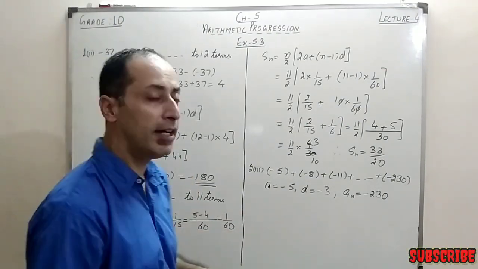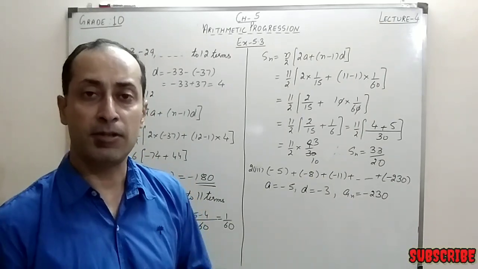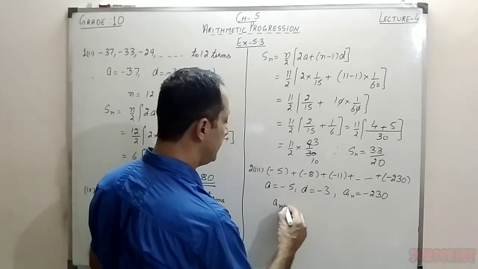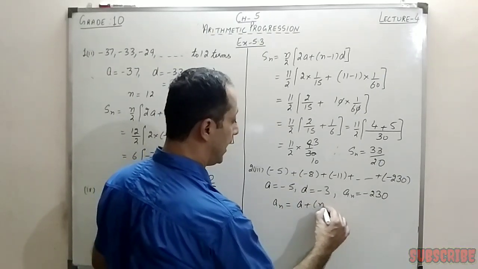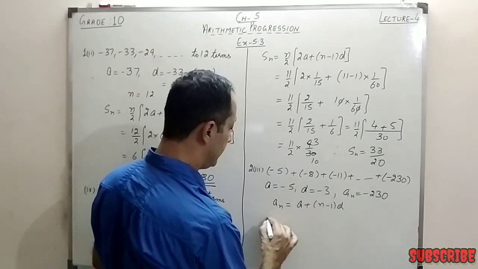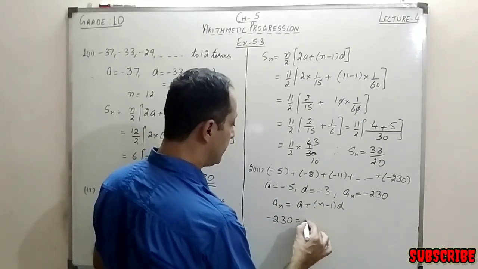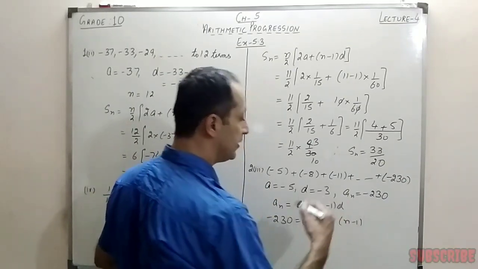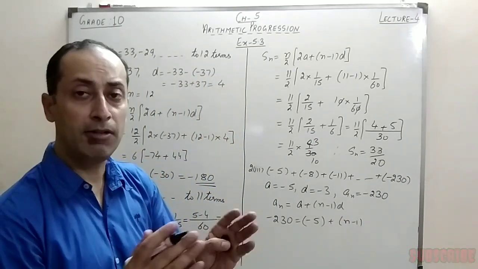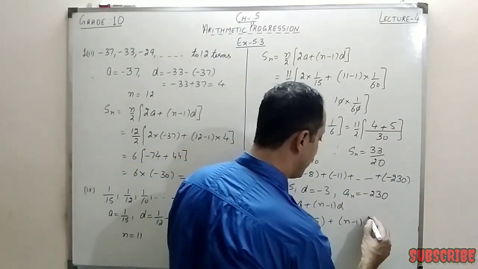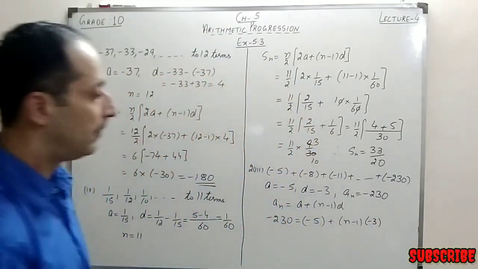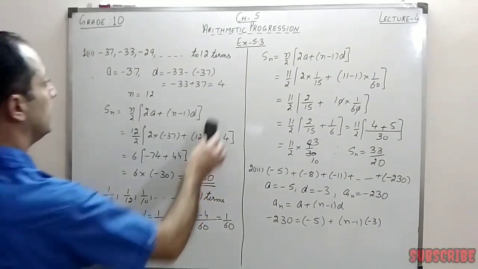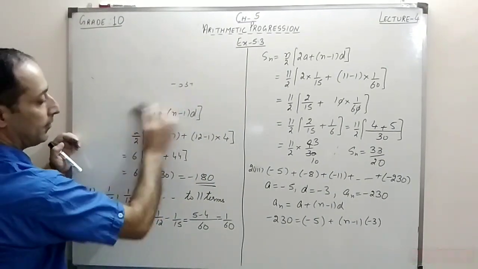So how can I find n? I can use the relation of the nth term of an AP and find the value of n. The nth term relation is an equals a plus n minus 1 into d, and this is minus 230 equals minus 5 plus n minus 1. Now since d is negative, I am substituting the value inside the bracket. So this is minus 3, right? We continue it. So we have to find n here.